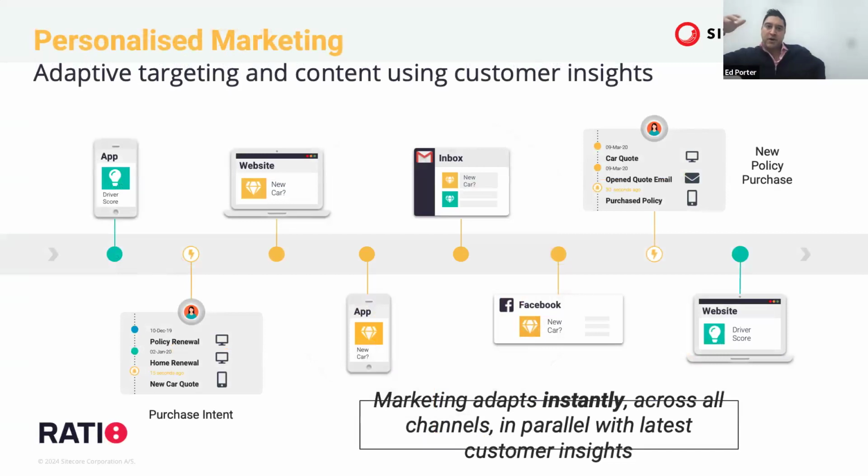I touched on dynamic content as well, and I think dynamic segments is important. Let me think of an insurance example. Let's say I was looking at my driver score in my app, but then I had to put a claim in because I'd had a car accident. It could be a car insurer, it could be a health insurer, for example.